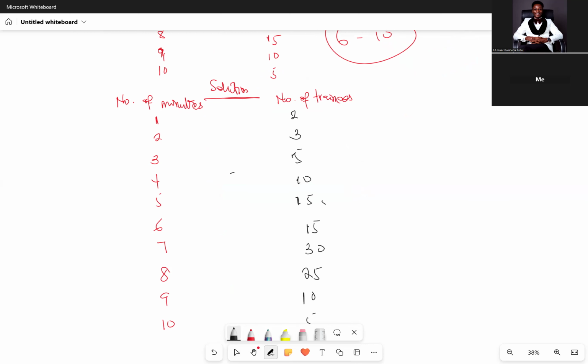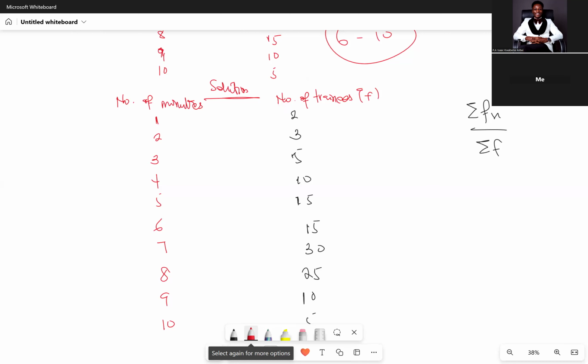Okay, so now we have this one, and the next thing will be the formula, which says sigma fx all over sigma f. I forgot to add: I told you the frequency will not be stated in a question. If you read the question, you'll be able to tell what is frequency. They are saying in 1 minute, 2 trainees could find a fault; in 2 minutes, 3 trainees could find a fault. So the number of trainees here represents frequency.